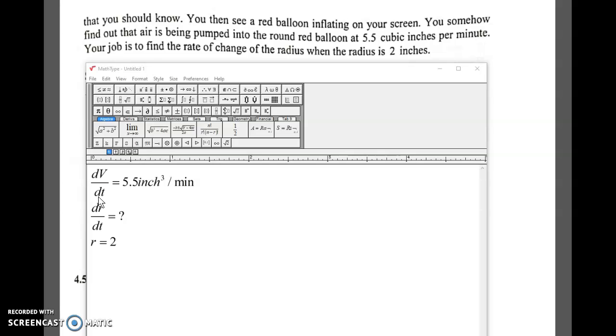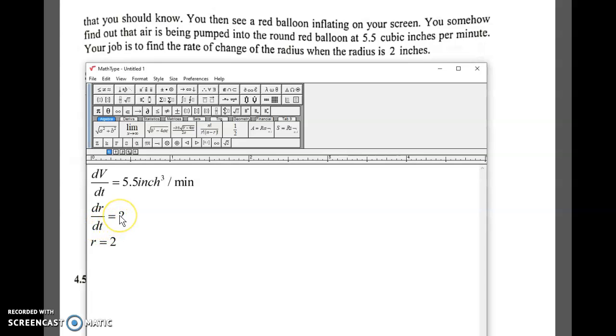I hope that by now you know why I put dV over dt here, because we have inch cube, which indicates a volume, per minute, which is time, so dV over dt. And then we also have radius 2, and the question is to find the rate of change of the radius. So for this case, we want to find the rate of change of the radius, dr, with respect to, of course, time, so over dt. So how to find dr over dt?